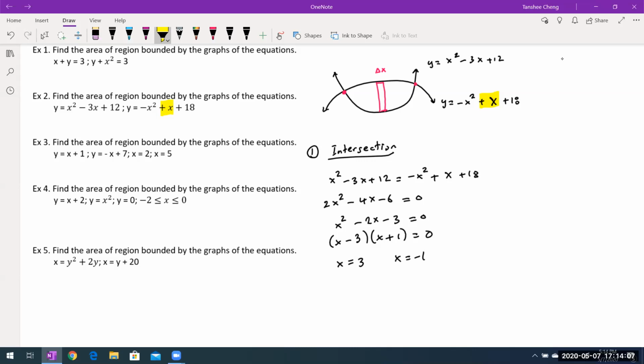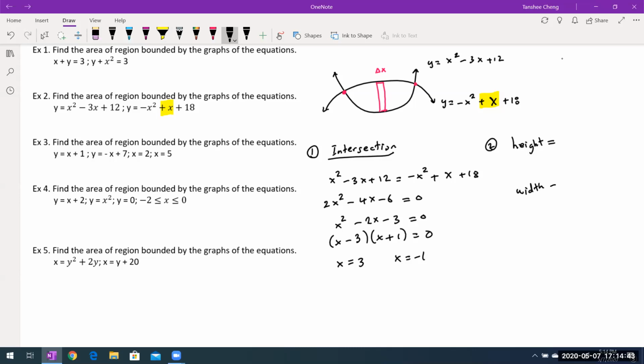When we want to find out the intersections, meaning the x values that are going to give us equal y values, we set up the equations. And when I solve for it, that gives me x is equal to 3 and x is equal to negative 1. So this is also going to be our limit. Then the next step is finding the area of the rectangle. We need the height of the rectangle, and we need the width of the rectangle, right?